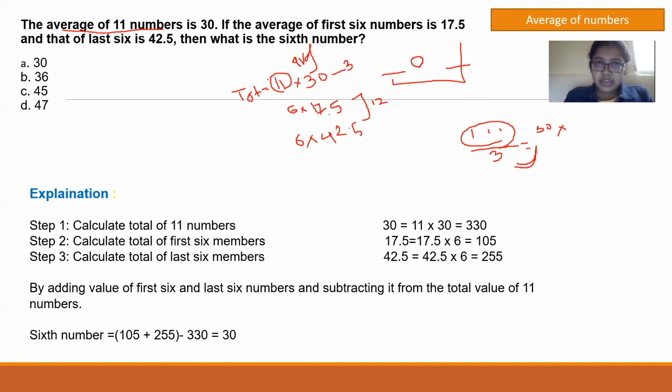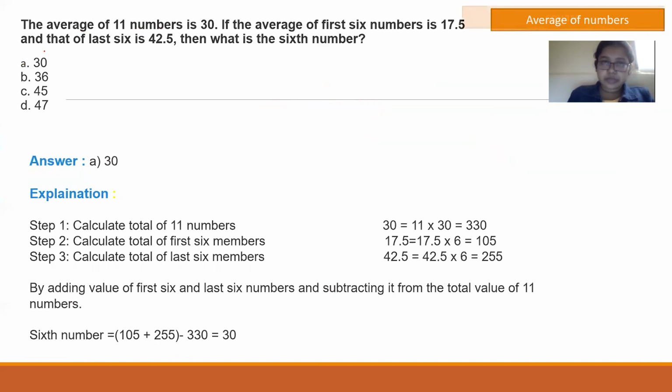Means this is the 11 numbers, na? And what do we want? 12. So if we subtract this total from this, what will we get as our final answer? That's what we are doing over here. We are subtracting this 11 total from this total of 12. And we get the final answer. So what do we get as the final answer? 30. The final answer is option number A, 30.